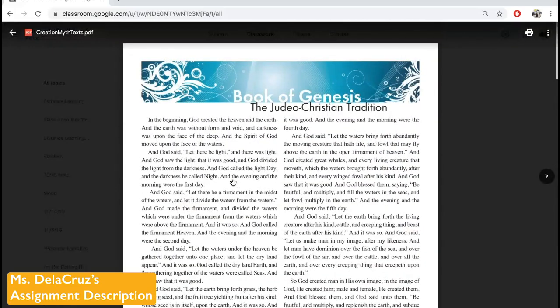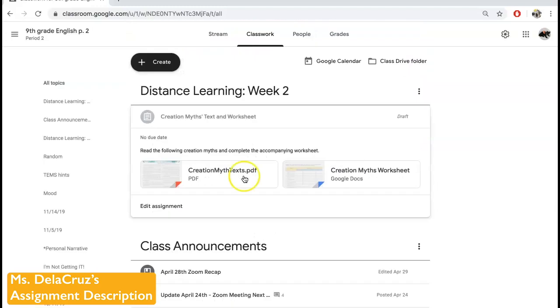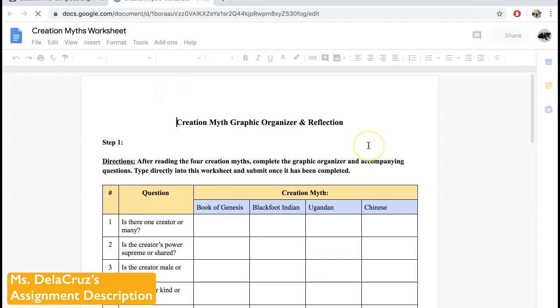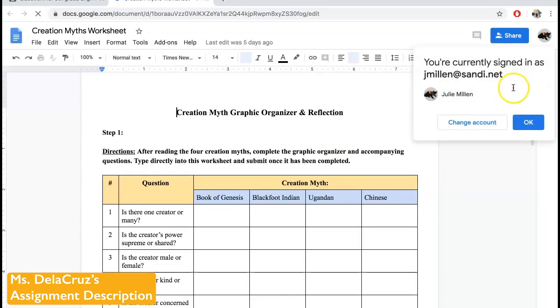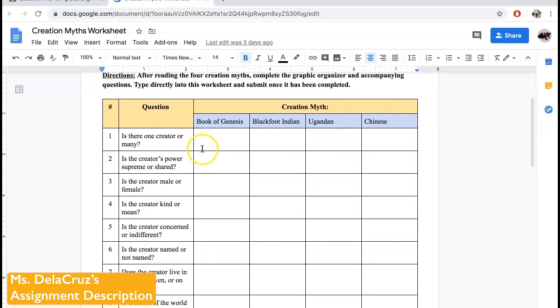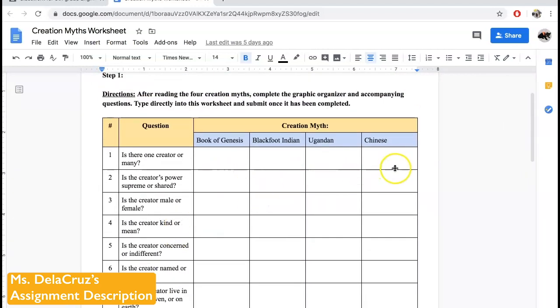Now I'm going to actually recommend that first you skim through these, and then you go to the worksheet. Because the worksheet has 3 steps. And the first one, step 1, you're going to answer these 15 questions for all 4 of the myths. Again, our myths are the book of Genesis, the creation myth for Blackfoot Indians, the creation myth for the Ugandans, and the creation myth for the Chinese.